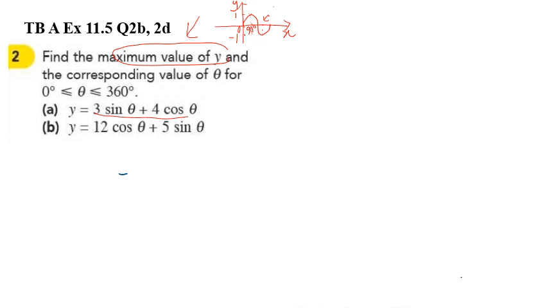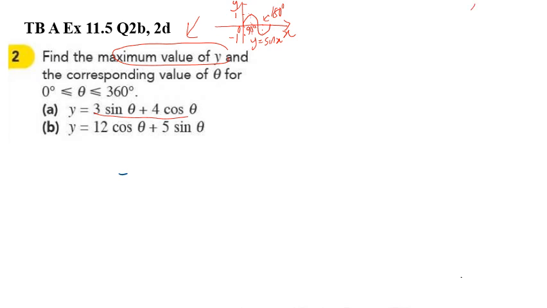Minimum -1 happens when the angle is 180 degrees. This is for y equals sine x. But of course, your x can be bracket x minus something or x plus something, right? But the maximum and minimum value for y is still 1 and -1, no change.